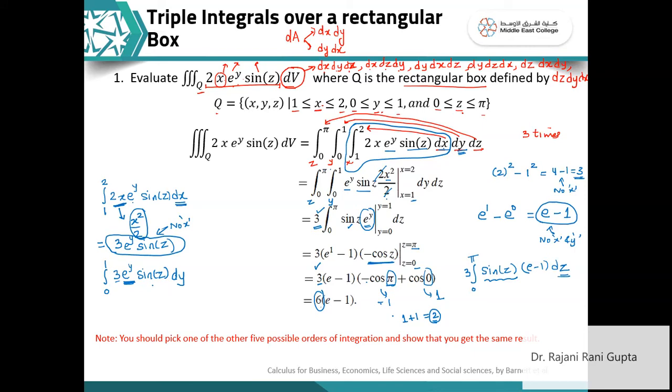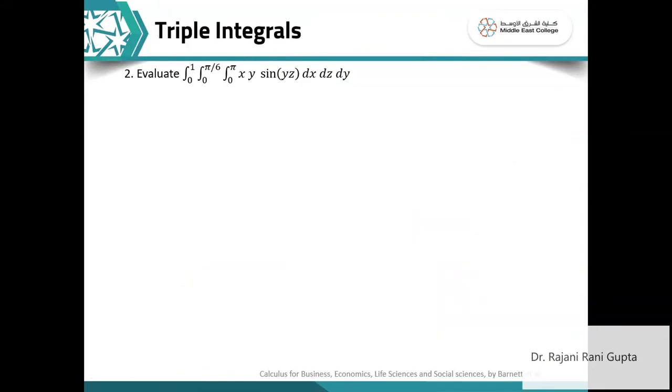So you can check if you integrate in any other order, like instead of dx, dy, dz, if you select dx, dz, dy, or dz, dy, dx, you should get the same answer. So this is what is mentioned over here. So check it. Okay. Now let's take another example.